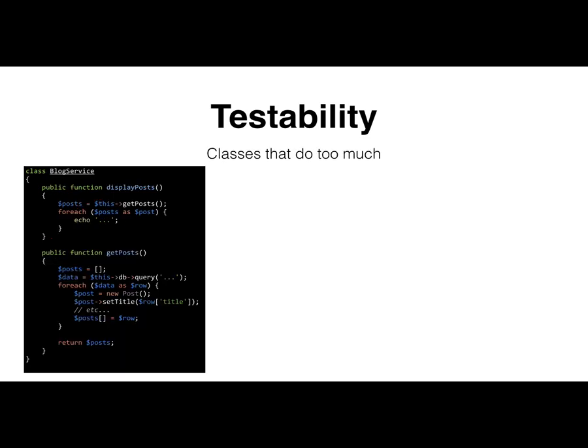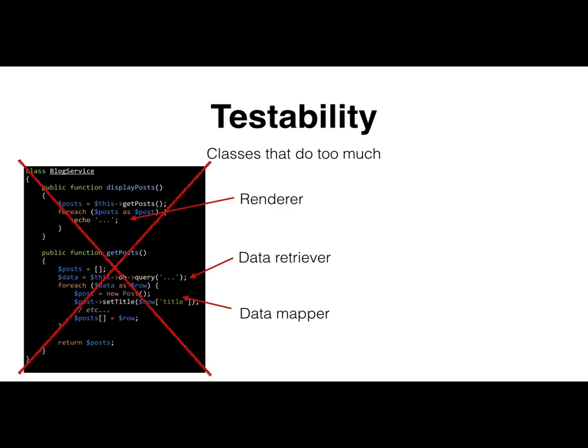And then classes that do too much. I've found that when you have a class that has a variety of responsibilities, like in this case, this class serves as a renderer for posts. It serves as a data retriever, goes into the database and gets the post information, and serves as a data mapper, converts those rows into post objects that then get used by display posts to display them. There's a lot going on in there, and when you have too much to do, there's really too much to test.